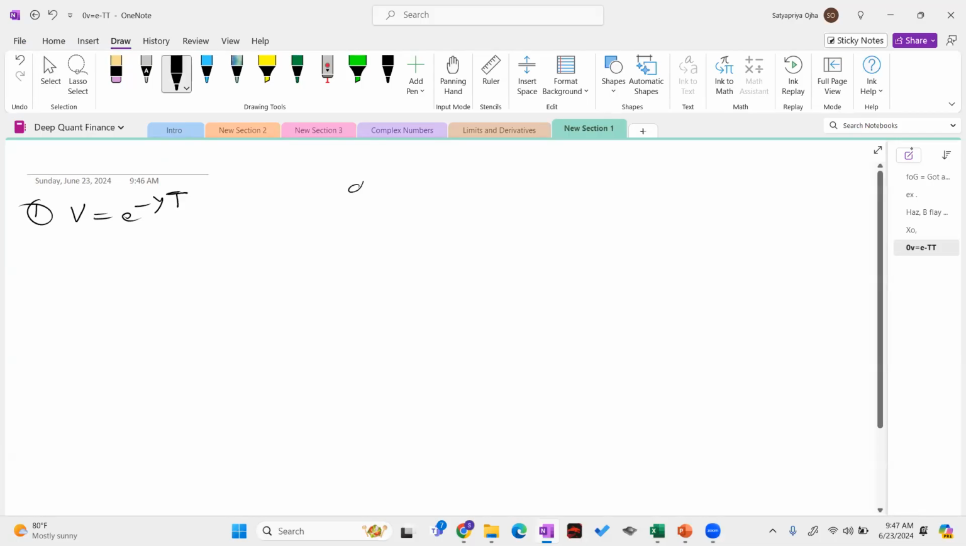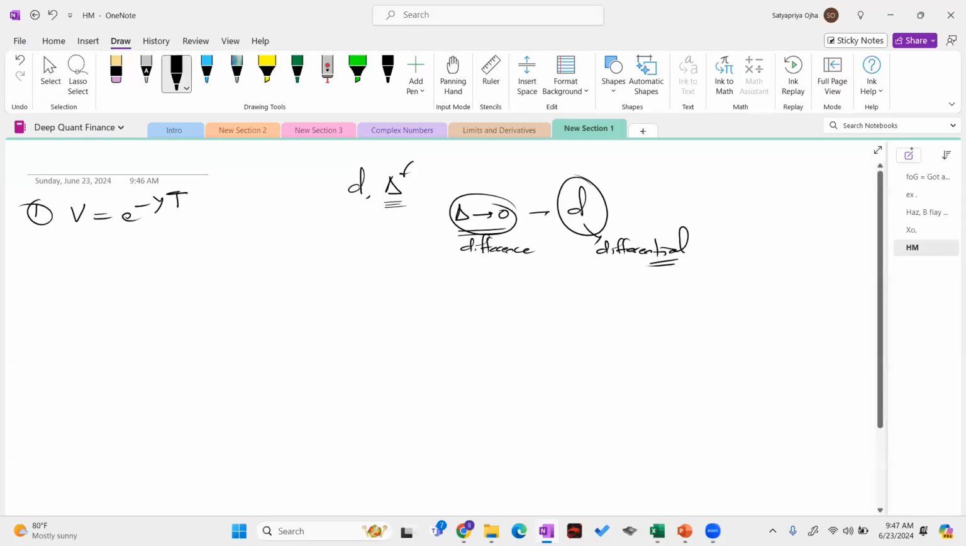Please be careful when you write d versus del. Del is for any generic change, delta: big, small, too big, too small. For all purposes, you use del. When del is very small, it becomes d. This is called difference; difference is a generic word. This is called differential, which means all the changes are small, very small, infinitesimal. In Taylor series, we use delta.